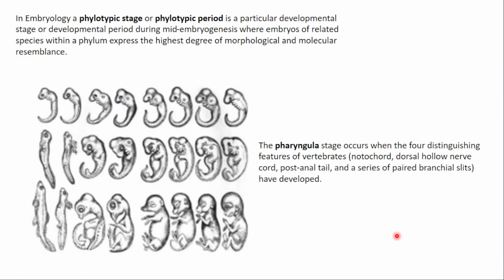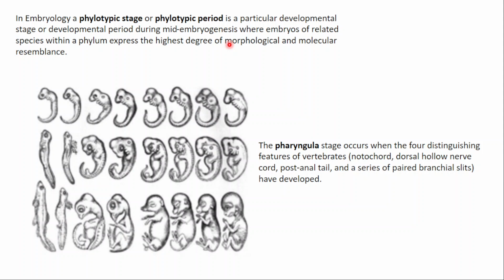Okay. And the third point that I wanted to discuss here is phylotypic stage matching with pharyngula. So, what is a phylotypic stage? In embryology, a phylotypic stage or a phylotypic period is a particular developmental stage during mid embryogenesis where embryos of related species within a phylum express the highest degree of morphological and molecular resemblance.